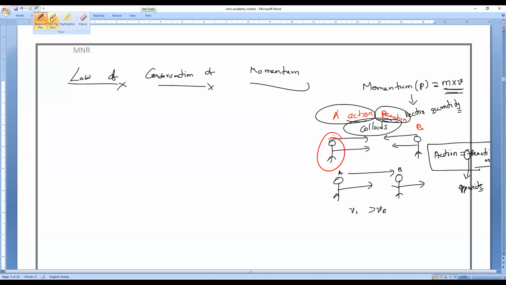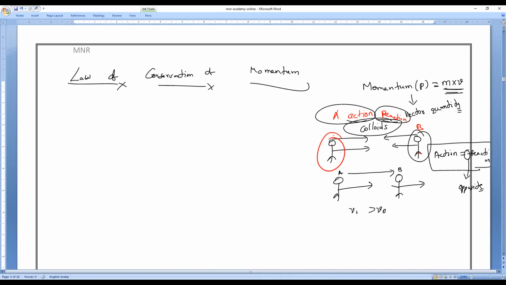Yes, sir. Now my question is, if A will hit B, then whose momentum will change? Like who will be affected? B or A? Because B is being hit by A, then who will be affected? I want to know. B will be affected. Am I right or wrong? Please respond.